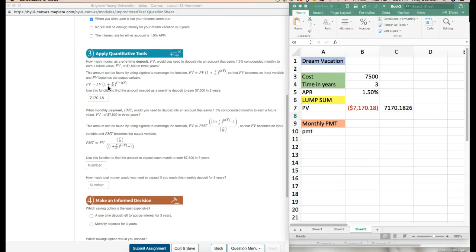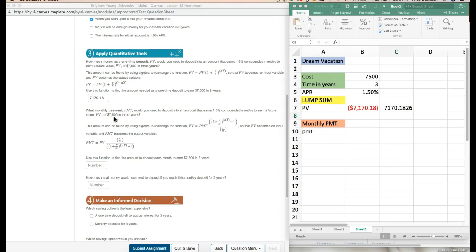Okay, what monthly payment, PMT, would you need to deposit into an account that earns 1.5% compounded monthly to earn a future value, or FV, of $7,500 in 3 years? So again, we have our two ways. We can do the equation or Excel, and so I'll just do both so you can see both of those worked out.